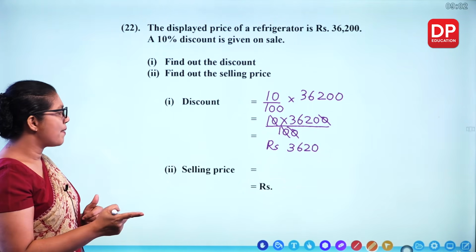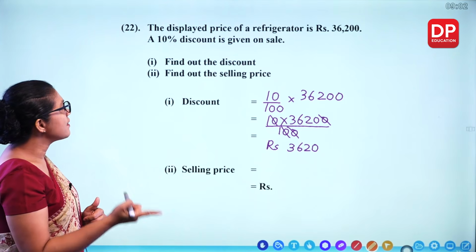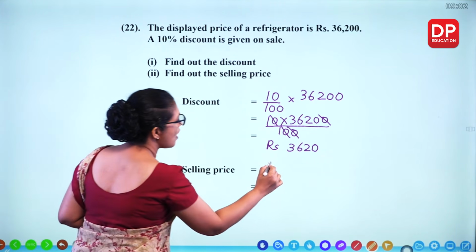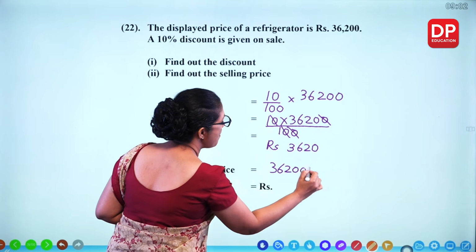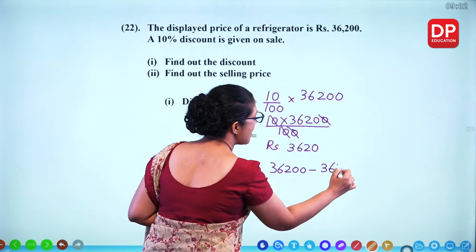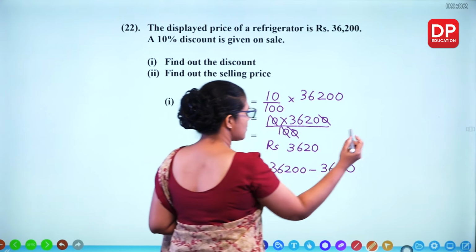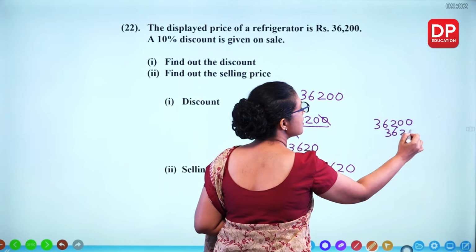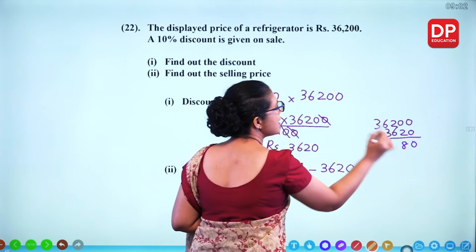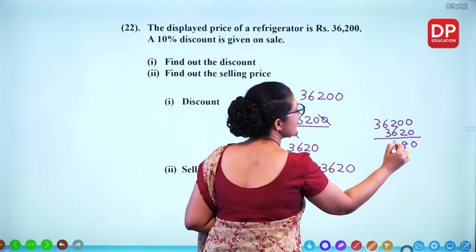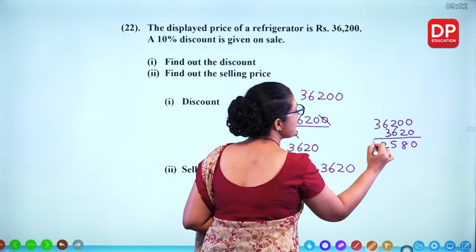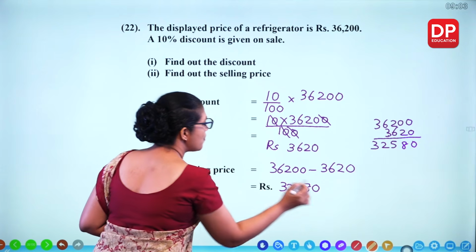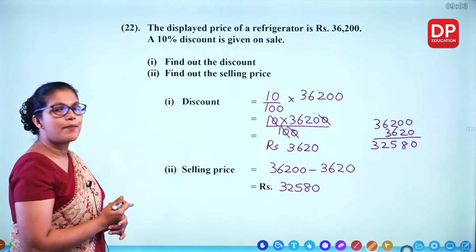So what's the selling price? So you have to deduct that discount from the marked price. So 36,200 minus 3,620. So what do you get? 36,200 minus 3,620. When you subtract, you get 32,580 rupees. So that's the selling price.